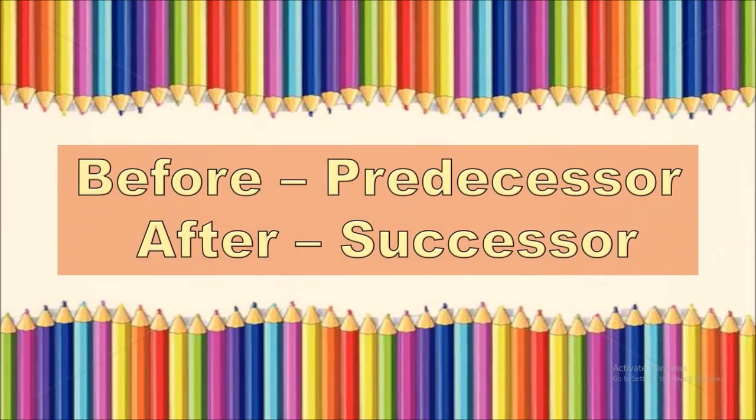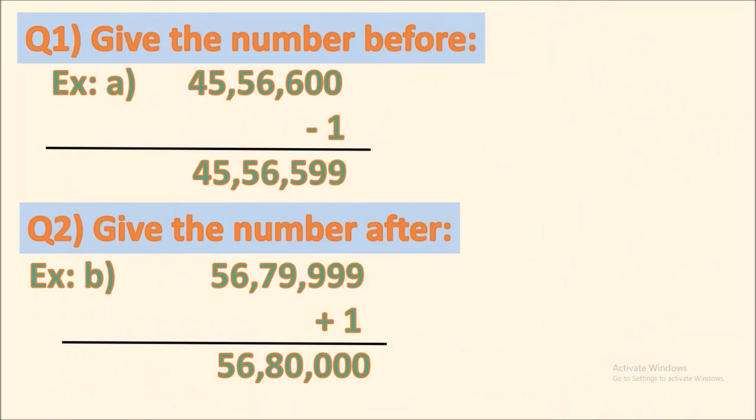Let's go for the next concept, that's number before and number after. The number before has a similar word which is used to describe it, that is predecessor, and after also has another name for it, that is successor. So you already know how to form a number before and a number after. Only in brief I will be explaining it to you. Let's go for it now. So give the number before. That means you have to just subtract 1 from the given number.